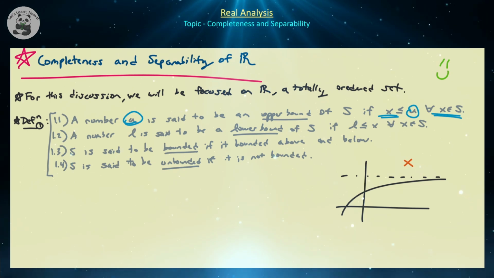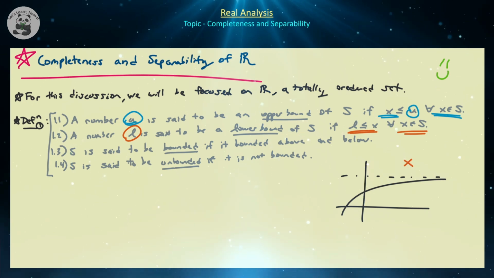Also, same thing applies for lower bounds. We say that L is a lower bound as long as it's less than or equal to all elements in that particular set S. And again, if L is a lower bound, that does not necessarily imply that that element L belongs to that set S, and you can easily use exponential functions again as a counterexample for that.